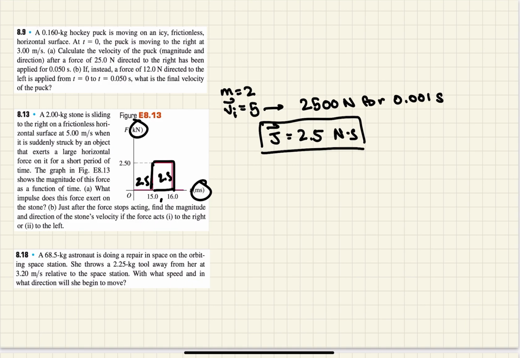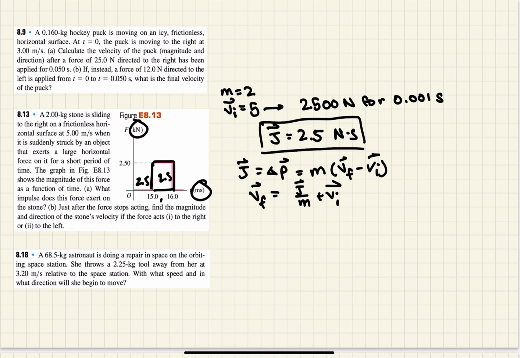Just after the force stops acting, find the magnitude and direction of the stone's velocity if the force acts to the right or to the left. So if it's acting to the right, that means this is the impulse, 2.5 newtons times seconds. And so you know that the impulse is equal to the change in momentum, which is just m times v final minus v initial. So we can use a very similar formula as last time, where we just divide by m and then add vi to both sides. So v final is going to be equal to j over m plus v initial.